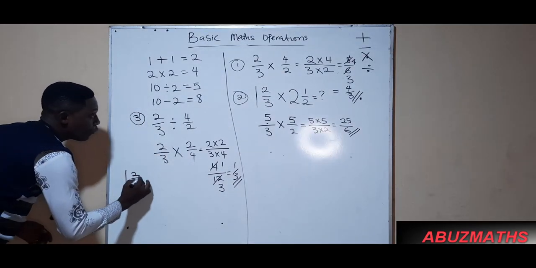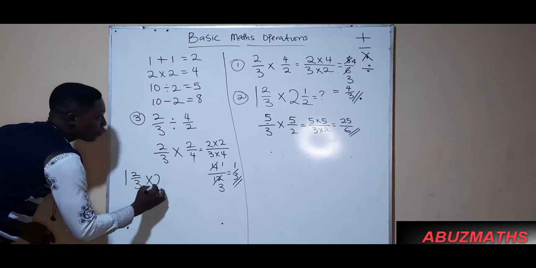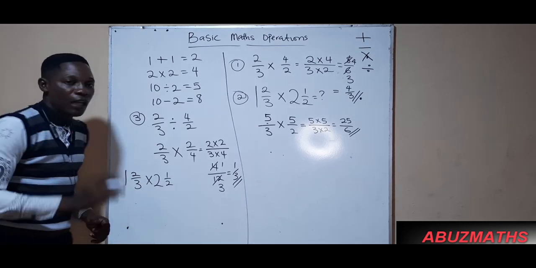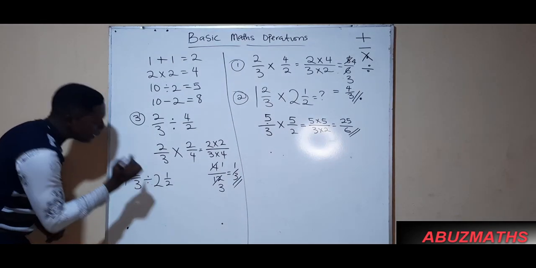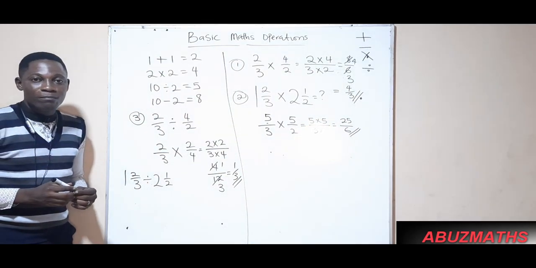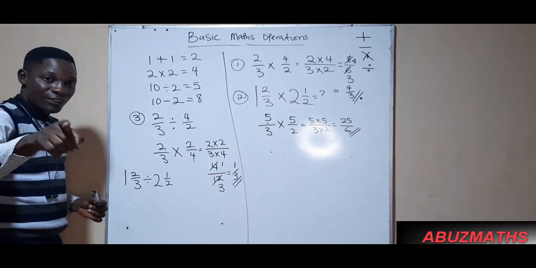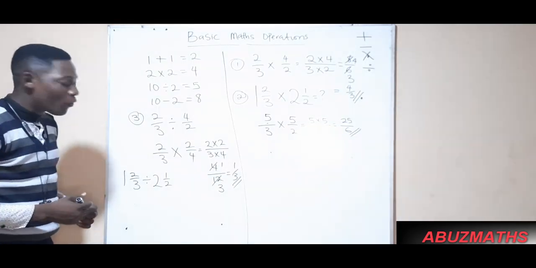1 over 2 over 3 multiplied by 2 over 1 over 2. Now pause the video and try that. Oh, sorry, not multiplication. Let's use the division sign now. So let's try that. Okay, now I believe you have done yours. Now let's see if you are correct.